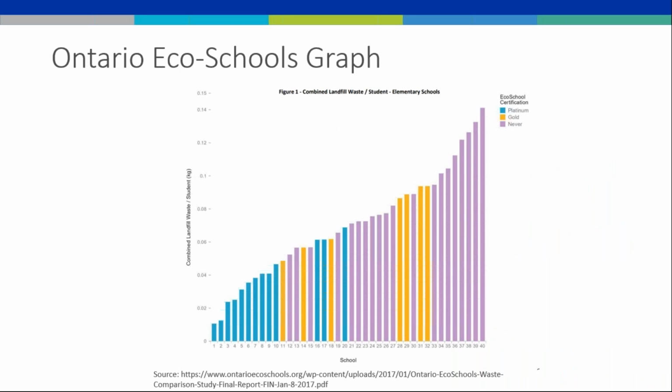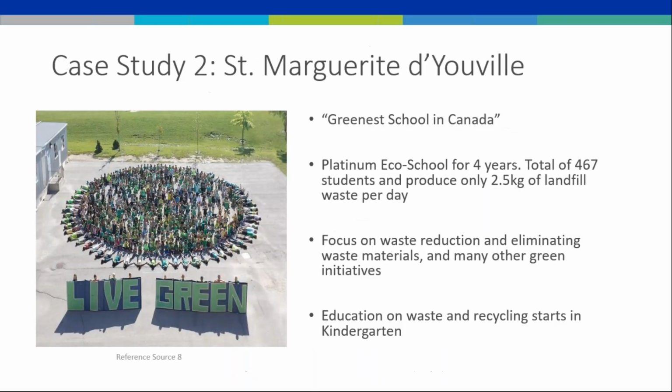So we can see here in this graph that the platinum eco schools, which is the blue color, generated the lowest amount of waste per student compared to the non-eco schools in purple. So St. Margaret's School here in Barrie, Ontario, has been a platinum eco school for 4 years. They have 467 students and produce only 2.5 kilograms of waste per day.